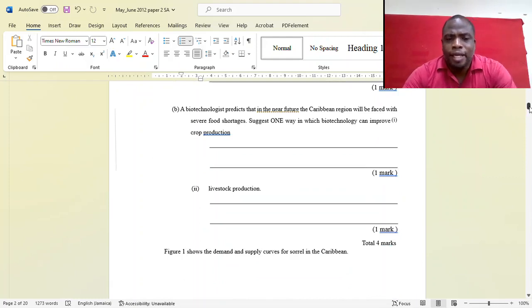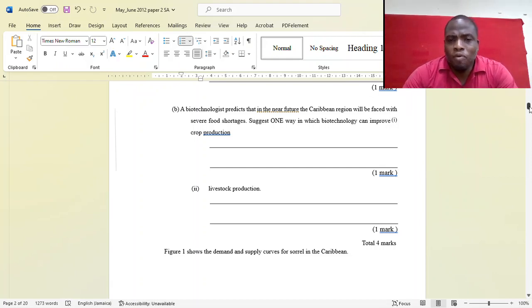Part B says, a biotechnologist predicts that in the near future, the Caribbean region will be faced with severe food shortages. So, state one way in which biotechnology can improve crop production. It is a major talk right now. We want to ensure that there is food security, availability of food by everyone, not just food, but nutritious food.